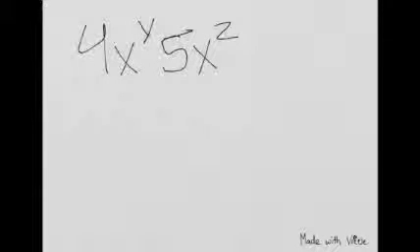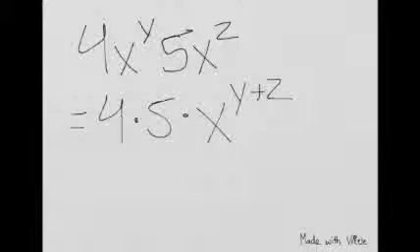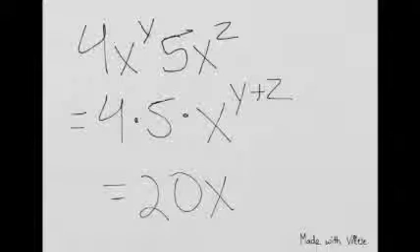Now if you have a problem like this, where there are numbers in front of the terms, you multiply the numbers together just like you would in a normal multiplication problem. So you would have 4 times 5, and then you would have that times x to the y plus z, using the rule where you add the exponents. So your final answer would be 20x to the y plus z.